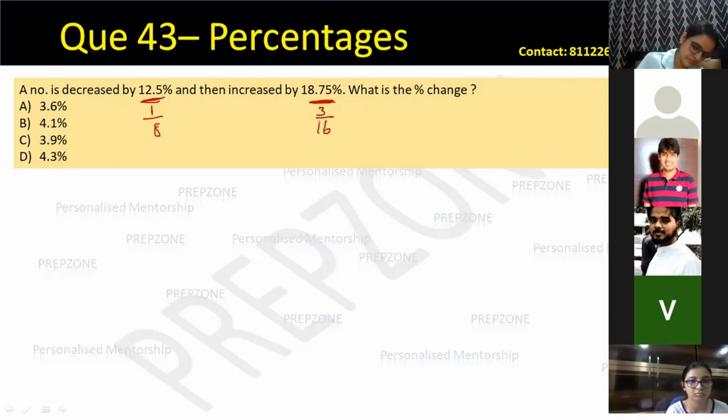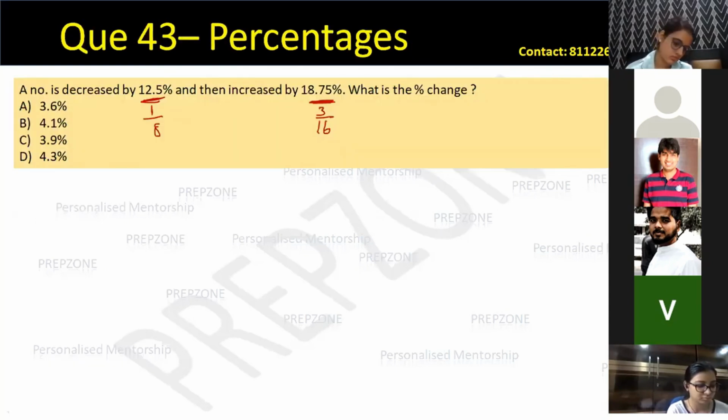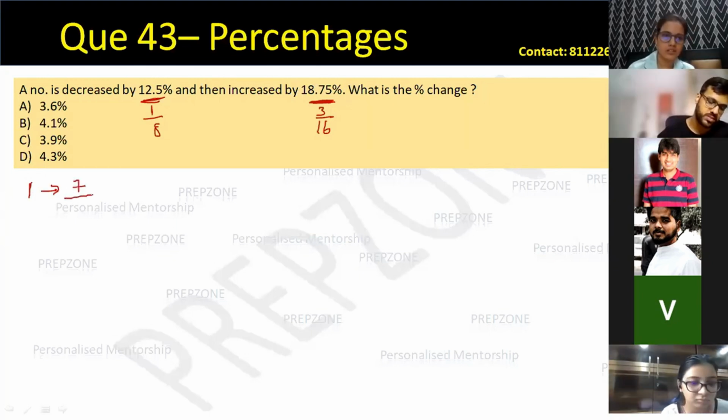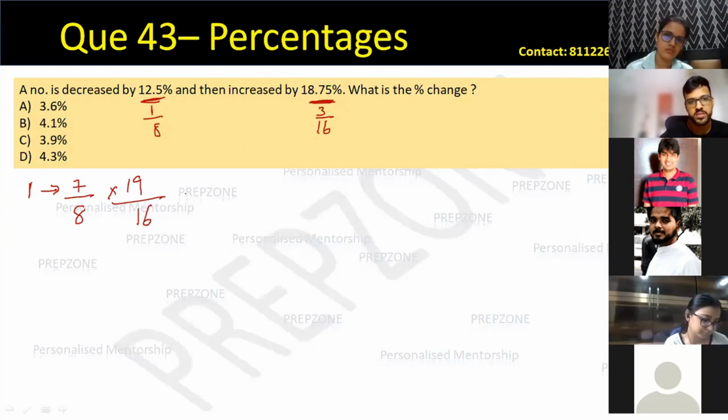Good. Or if you know 1 by 16 is 6.25, you should have been able to relate. This is 6.25 into 3. So 1 by 16 into 3 is 3 by 16. Great. So now all you had to do was, let's say the number was 1 initially. It has decreased by 12.5%, which means the number will become what? 1 minus 1 by 8. So 7 by 8. Great. And then it is increased by 3 by 16, which means into what? 19 by 16. Into 19 by 16.